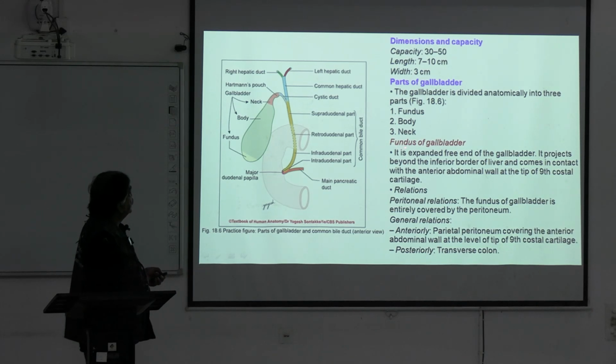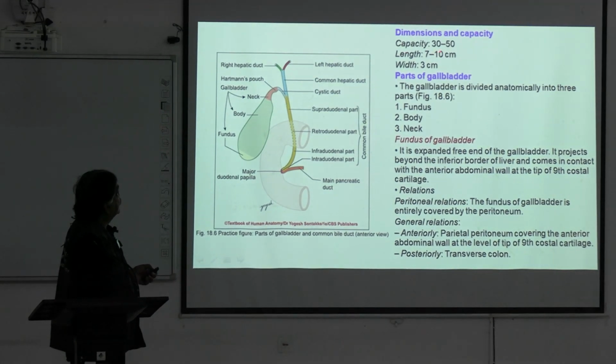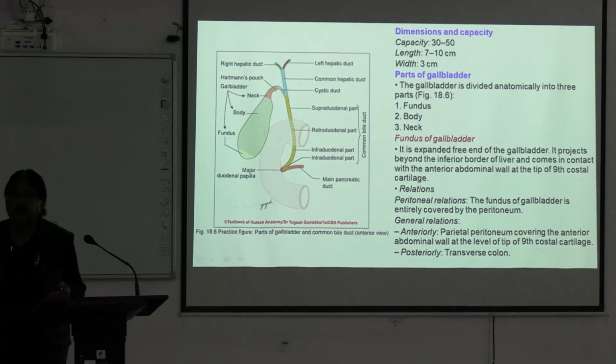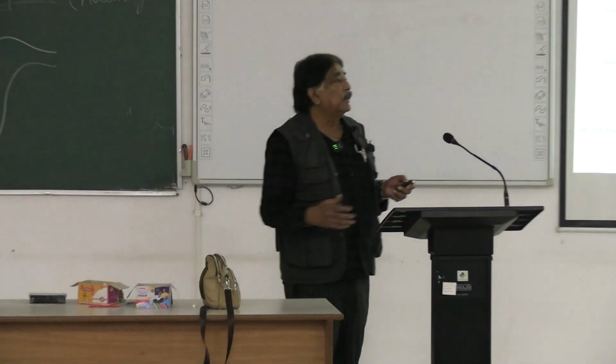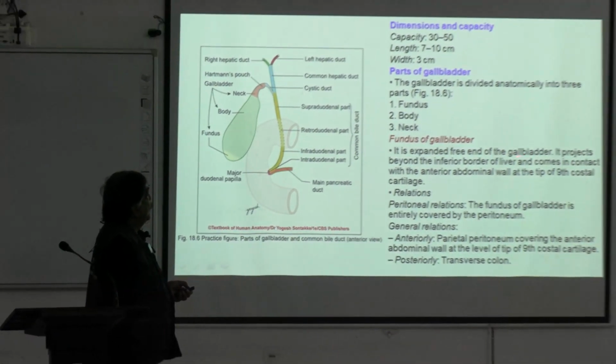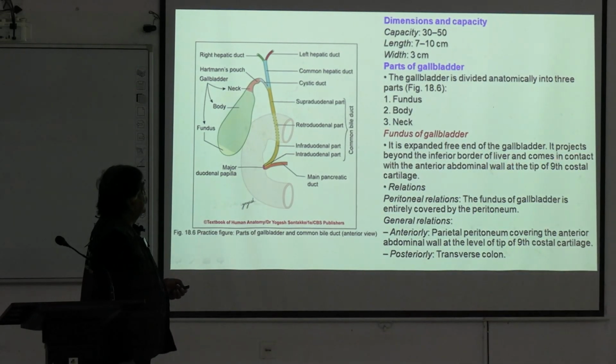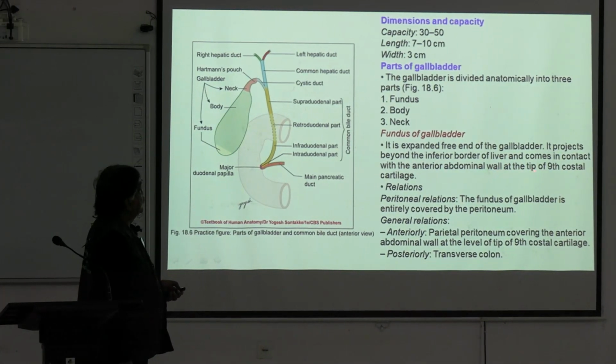Now, the dimensions: length 7 to 10 centimeters, width 3 centimeters. This is normal, but in empyema or mucocele of the gallbladder it can be enlarged. Okay, fundus of the gallbladder. It is the expanded free end of the gallbladder. It projects beyond the inferior border of the liver and comes in contact with the anterior abdominal wall at the tip of the 9th costal cartilage.